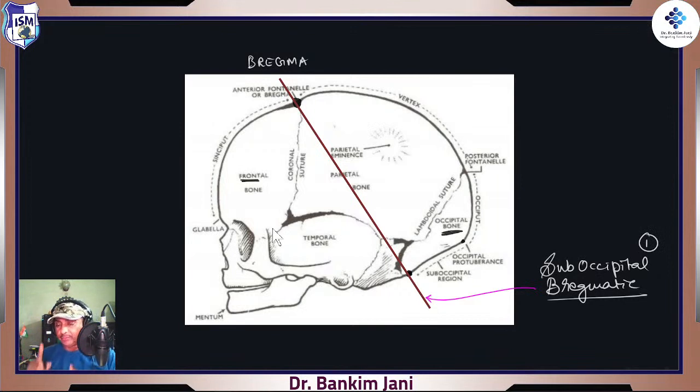Now you have to visualize, that is when the head is flexed. When the head is flexed, this entire head will tilt. When he flexes his head, this line which I have drawn will come onto station 0, because now the head is absolutely flexed. So the suboccipital bregmatic line would be parallel to the pelvic inlet, and that's where we'll start. But for that, the head has to be completely flexed.